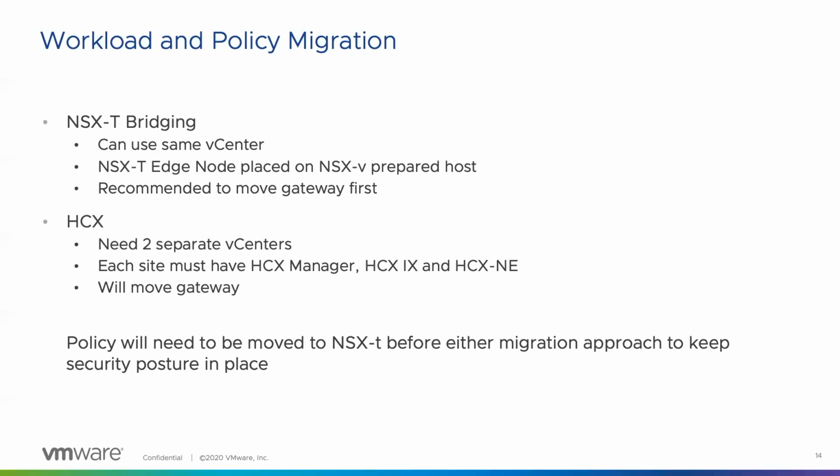And then we also have the option to use HCX. In this scenario, you would have to have two separate vCenters, and then you'd also have to have the HCX manager, the HCX interconnect appliance, and the network extensions in order to move from the universal logical switch over to the segment. This will move your gateway over as well, but both of these scenarios will require that all of your policies get moved over to NSX-T before the migration happens.